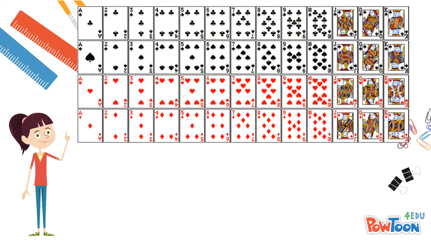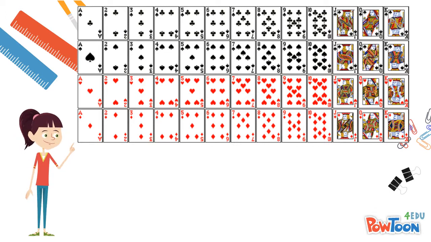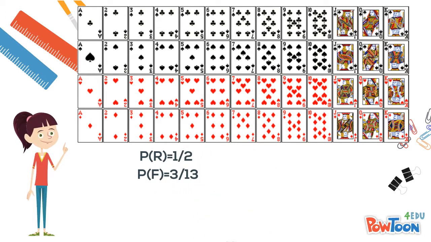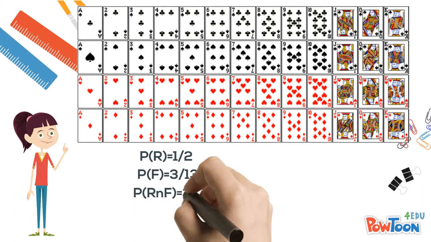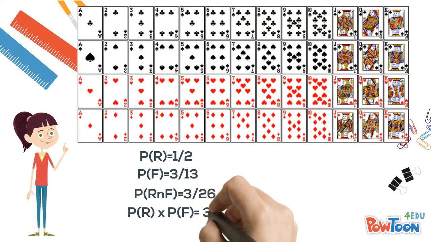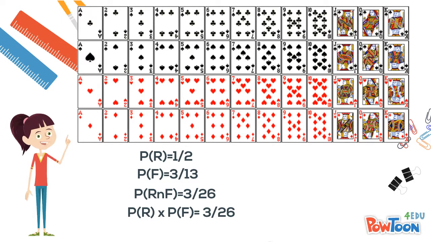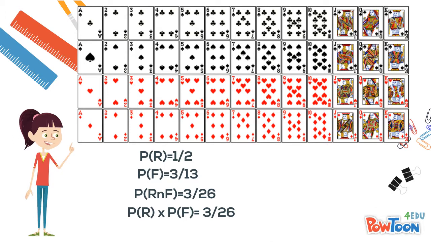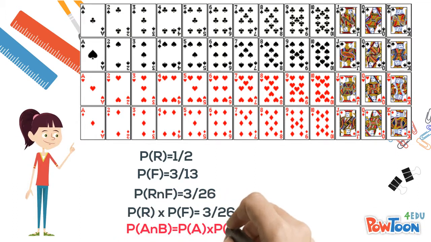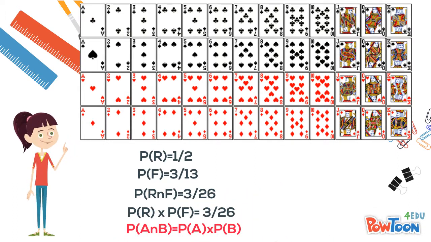Let's look at a few more probabilities from the same example. We saw that the probability of a red card was 1/2, and the probability of a face card was 3 in 13. So what is the probability of drawing a red face card? Or in other words, the probability of red card intersection face card? Well, it's 3 in 26. If we multiply the probability of red by the probability of F, we get 3 in 26 as well. This is not a coincidence. The red and face cards are independent. This shows us the second way of checking for independence in general. The general form for this method is that the probability of A intersection B is equal to the probability of A multiplied by the probability of B.